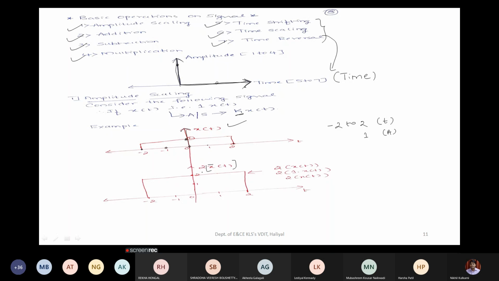If I want to perform 2 times x of t, how do I do it? You will be dealing with each of the points over here. For example, if you consider t equal to -2, what is the amplitude at t equal to -2? What is the amplitude?